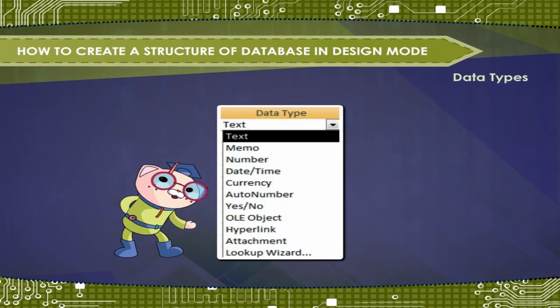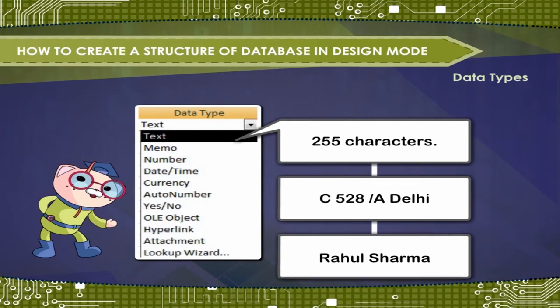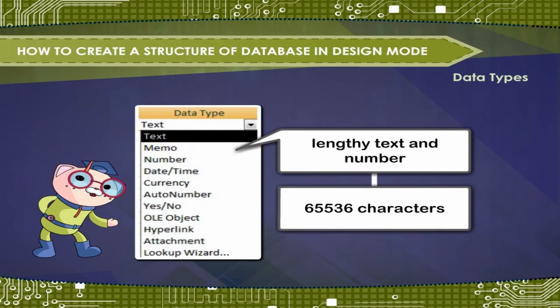Data types. Text. Stores up to 255 characters. Use for text or a combination of text and numbers, like data included in address, name, etc. Memo. Use for lengthy text and numbers such as a note or description. Stores up to 65536 characters.